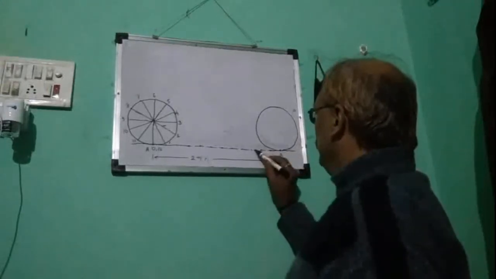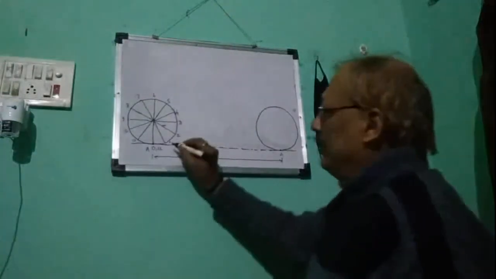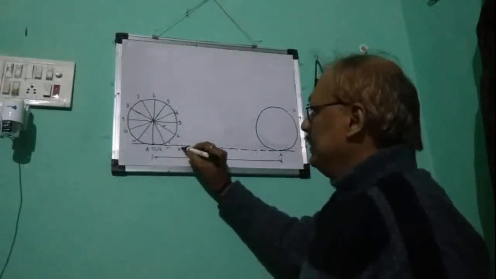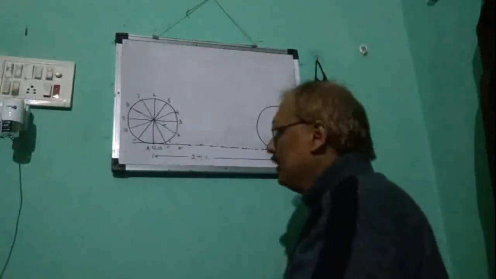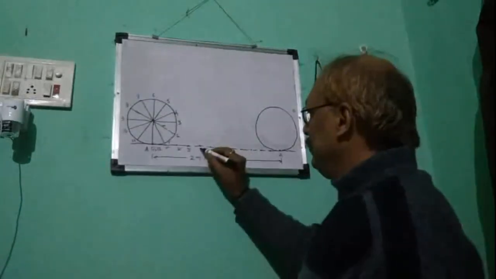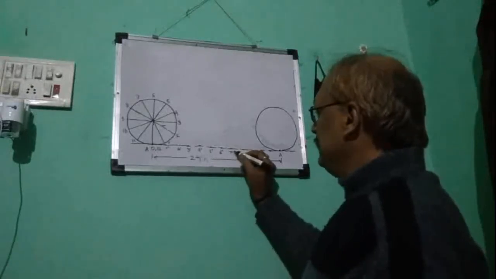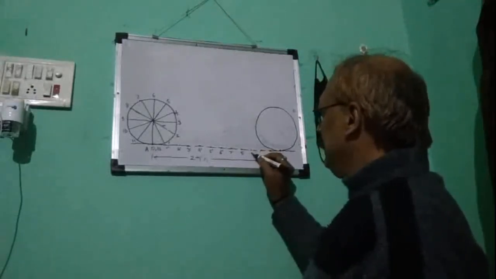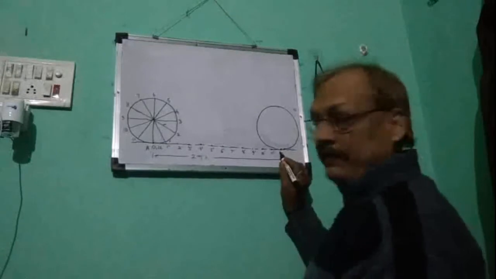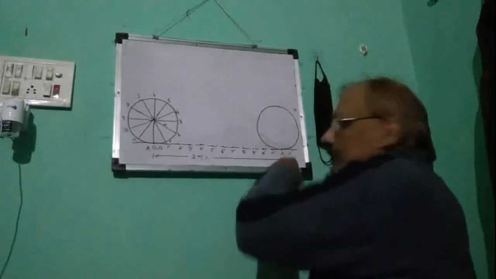Okay, now the next step is to make verticals, so now let's name them. 1 will fall on 1 dash, 2 will fall on 2 dash when the circle rolls. Then 3 will fall on 3 dash. Then 4 will fall on 4 dash. Then 5 dash, 6 dash, 7 dash, 8 dash, 9 dash, 10 dash, 11 dash, and this is 12 dash. And A will come again.